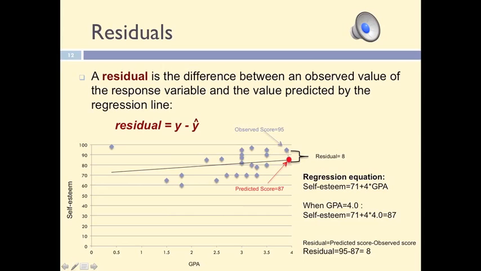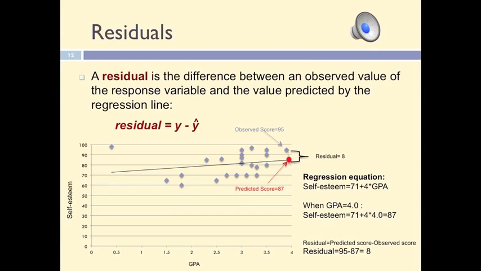As you have seen on the previous slides, regression coefficients are used to predict the response variable based on the explanatory variable. For our example, the regression equation is self-esteem equals 71 plus 4 times the student's GPA. And we can use this equation to predict self-esteem scores based on any GPA values. For instance, if a student's GPA is 4.0, based on our equation, the self-esteem score would be 87.